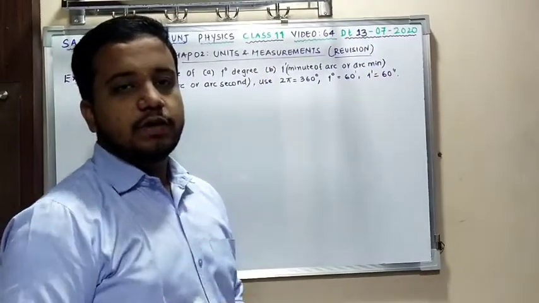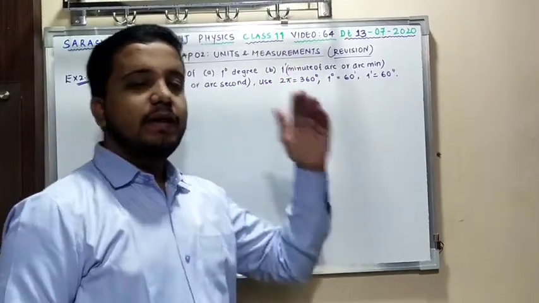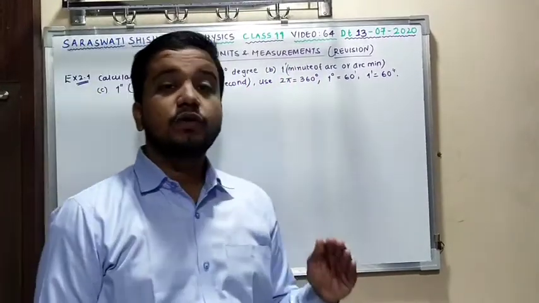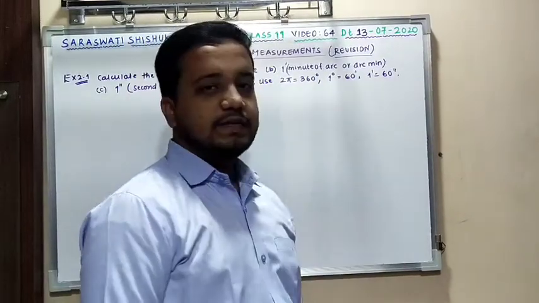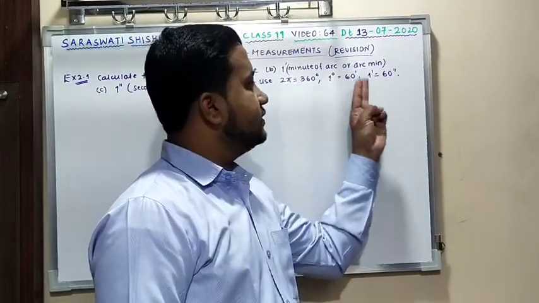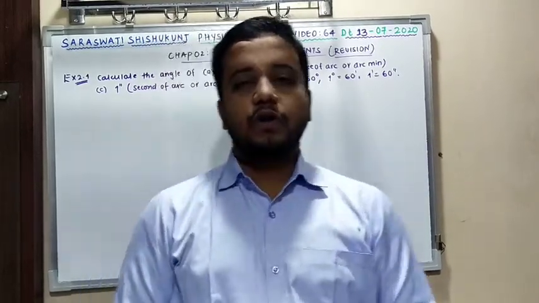See, now they are asking the conversion of 1 degree into radian, 1 minute that is arc minute into radian, and 1 second that is arc second into radian. They have given the condition that you need to use 2 pi that is equal to 360 degree. They have also given 1 degree is 60 minutes and 1 minute is 60 seconds. Now see how to solve this example.